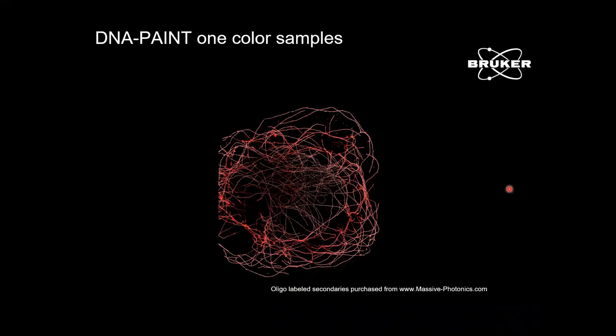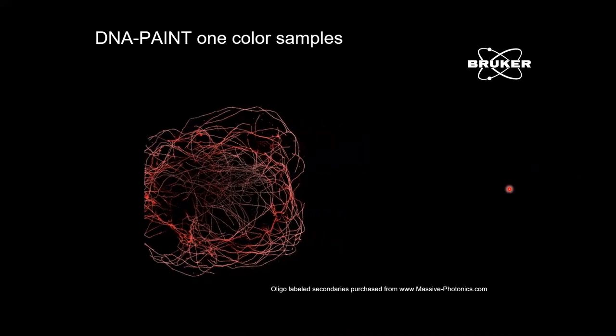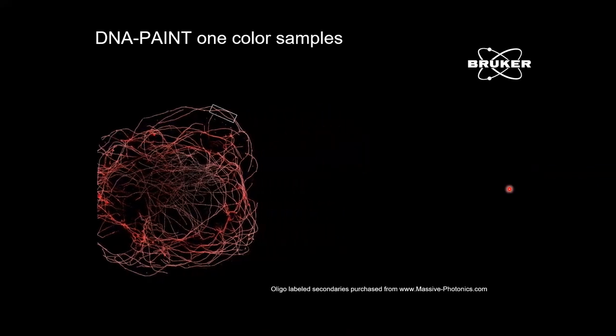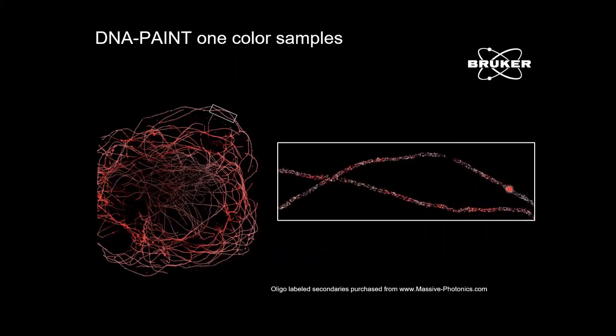Here's an example of a DNA-PAINT image taken on a Vutara system. It's a single color experiment showing extremely high resolution images of microtubules. And this sample was labeled with commercially available secondary antibodies purchased from Massive Photonics, a company specializing in creation of DNA-PAINT probes.